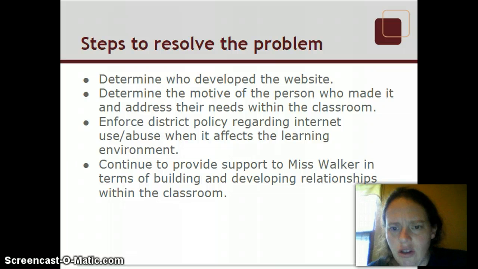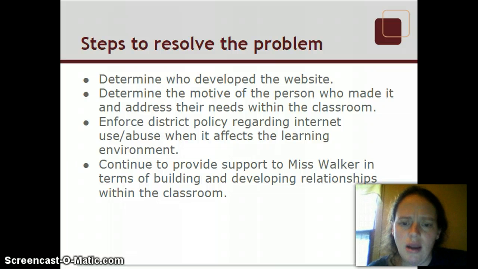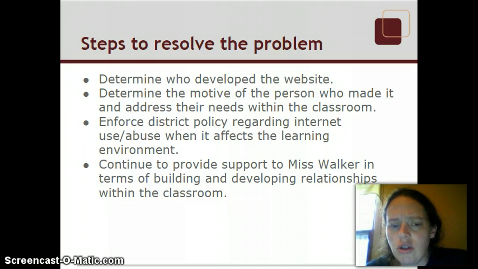The steps that are needed to resolve the problem are to determine who developed this website, then maybe determine the motive of the person who made it and address their needs within the classroom if it was indeed a student. Also, it would be important to enforce the district policy regarding internet use and abuse when it affects the learning environment, and then continue to provide support to Ms. Walker in terms of building and developing relationships within the classroom.